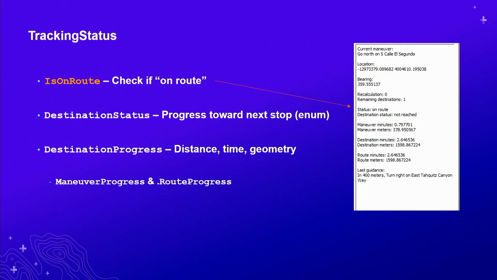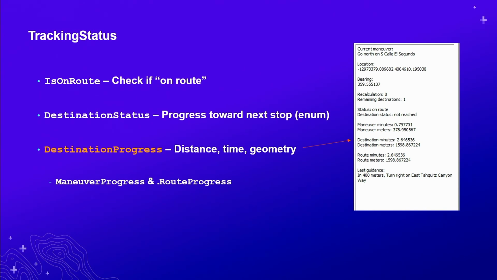Is on route, that's a Boolean, and it checks if you are on route and tells you whether or not you're actually on route. It's slightly different from the event because the event fires only if rerouting is enabled. Next, the destination status allows you to know if you're nearing or at a destination. I'll discuss this in a bit more detail when we get to the enums. And finally, destination progress gives you information regarding the distance, time, and geometry that takes you to the next stop from your present location.